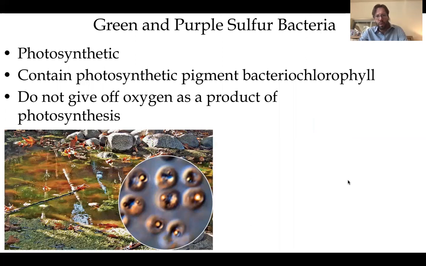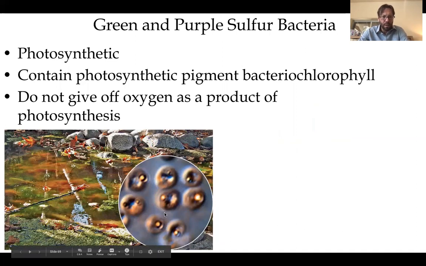Green and purple sulfur bacteria are also photosynthetic, though they have different pigments, and so they can be expressed as purple in some cases. And again, they are often found in places with sulfur, and so they can utilize that and they can survive in those environments.